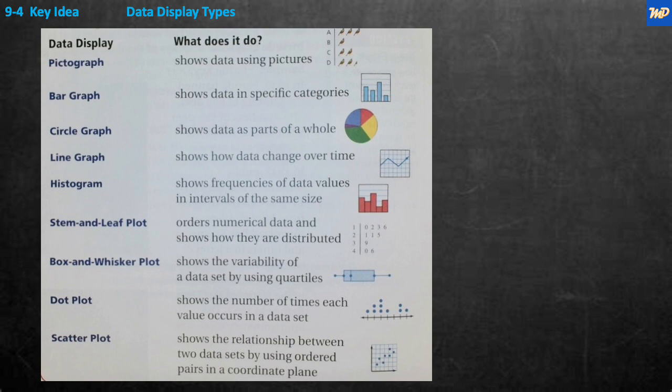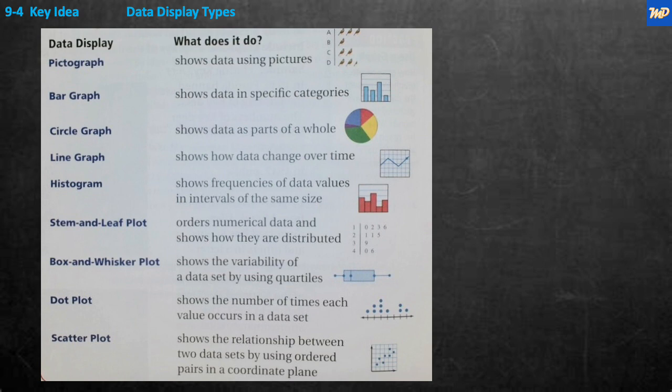Then there's the stem and leaf plot, which we don't see very often, which categorizes elements within different groups, how many times you see that item within that group. There's the box and whisker plot, used in a number of different areas, but used more when you're talking about standard deviations and this type of thing. And then there's the dot plot, which shows the number of times each event occurs in a data set.